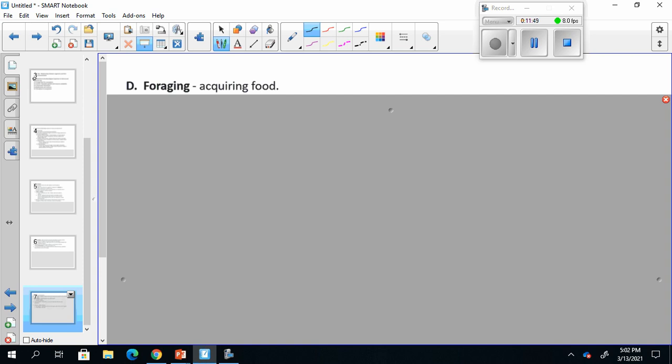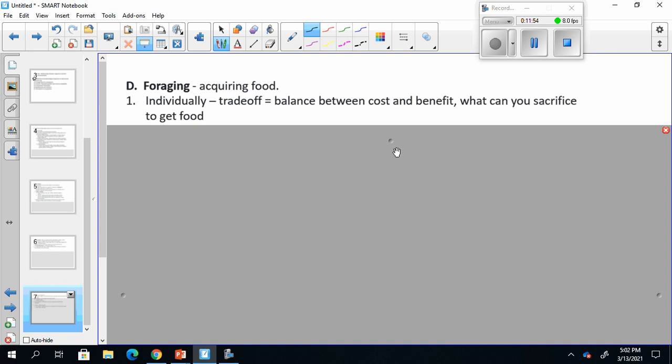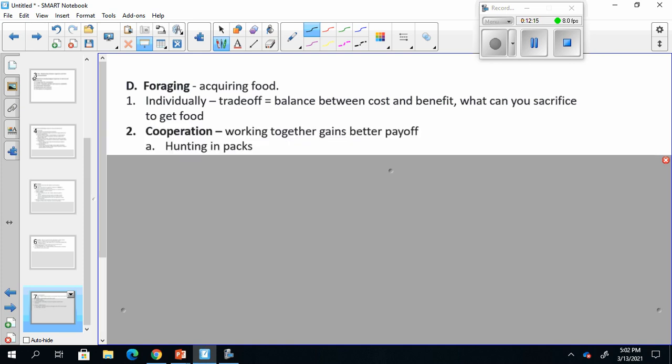All right, last slide here, foraging. Foraging is about getting food. Individually, we call it a trade-off. You always have to balance: I could hunt down this animal and that would be a great benefit, but the cost I would have to put in to actually get the food might not be worth it. I might die in the process of trying to get that food. So individually, there are always trade-offs. But cooperation is better, because if organisms work together, they usually get a better payoff, a better benefit.